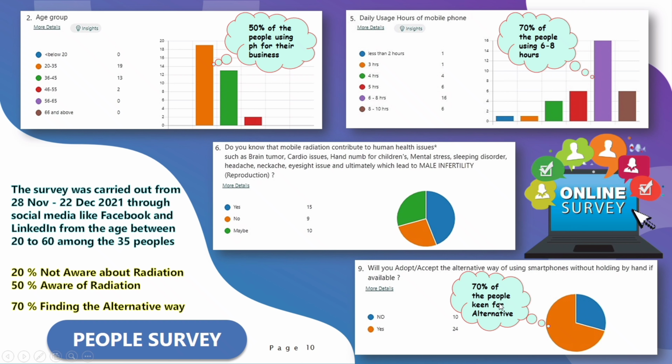And 70 percent of the people are keen for an alternative. They're ready to accept an alternative way. If you see, 50 percent of the people are aware of these radiations, and 20 percent of the people are not aware of these radiations. From the surveys we can get this figure.